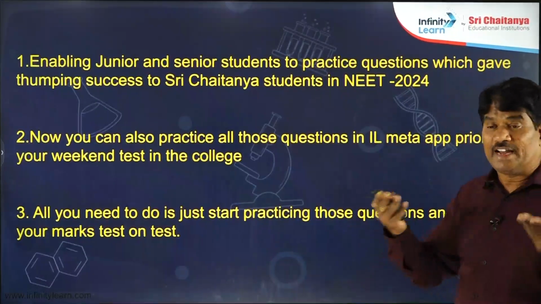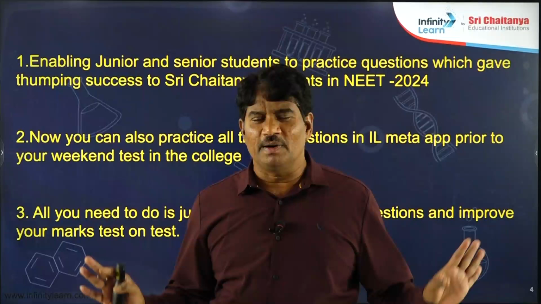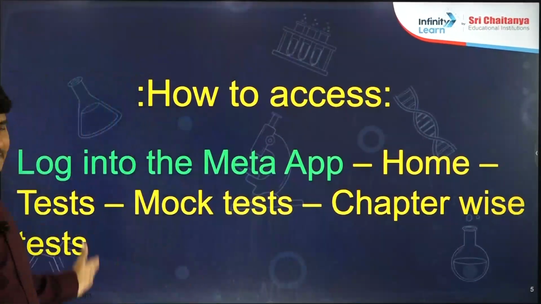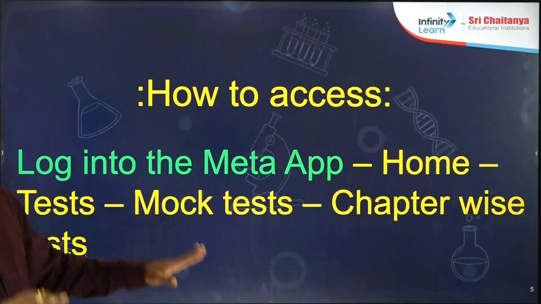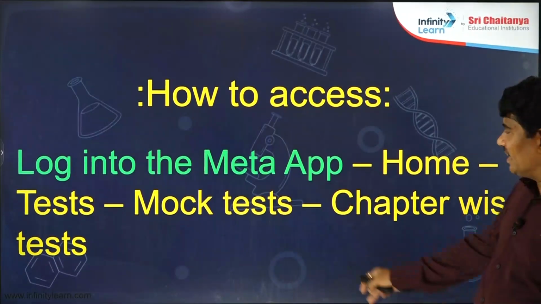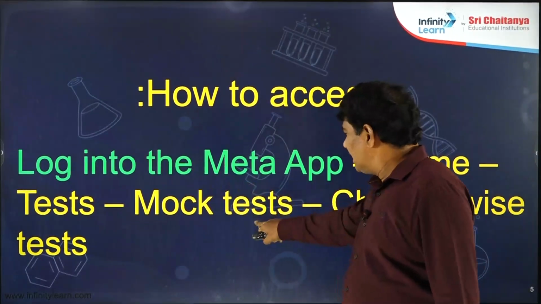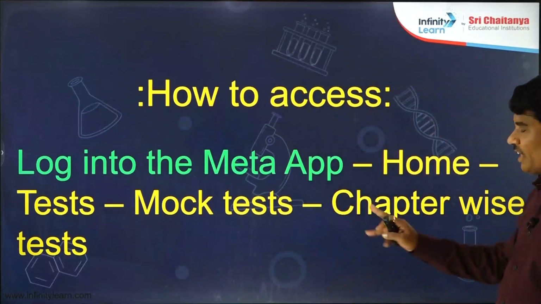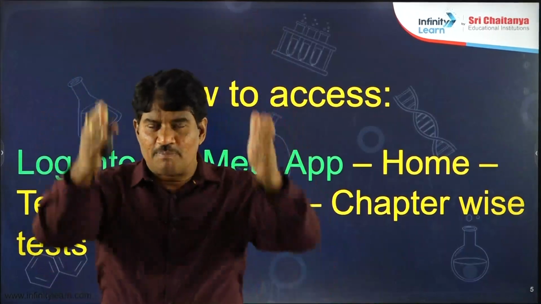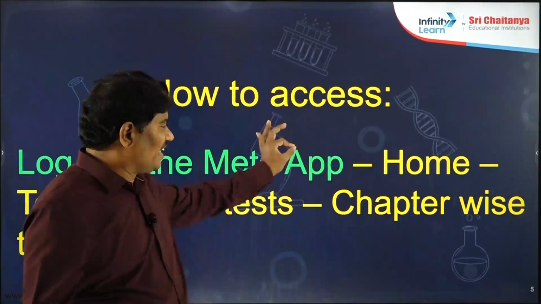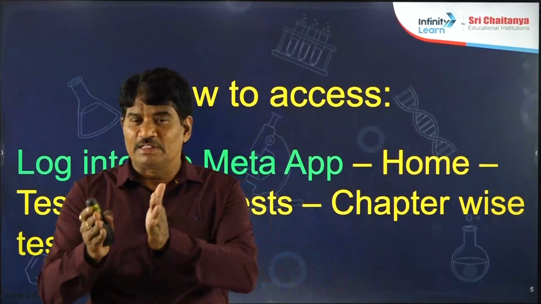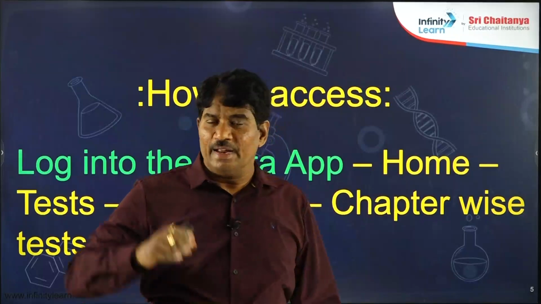Now, what do you need to make use of this? It is very simple. Just log into the IL Meta app, that is it. If you log into the IL Meta app, you can make use of this feature and you can write all the tests which are readily available. After login to this Meta app, go to home, then tests, then mock test, and in the mock test, chapter wise tests. So, in these chapter wise tests, all the chapter tests are readily available to you now. You can write the tests in the syllabus which has already happened and which will come in the upcoming weeks.